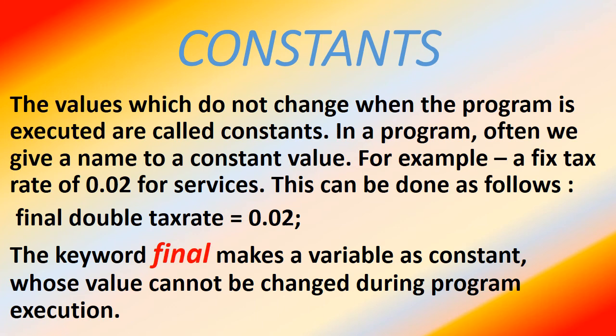Final keyword. So the final keyword makes a variable a constant. Understood? It will not change if you declare the final keyword. If you write the final keyword before the data type, it means that variable is declared as constant. Okay. Tax rate is a variable, but now its value becomes constant by using the keyword final. Understood it? So its value will not change during program execution. This is the difference between variable and constant. Variables can be changed, but constants cannot be changed.